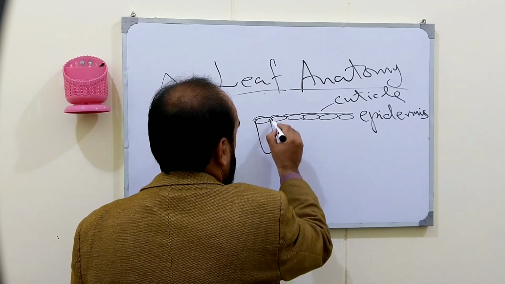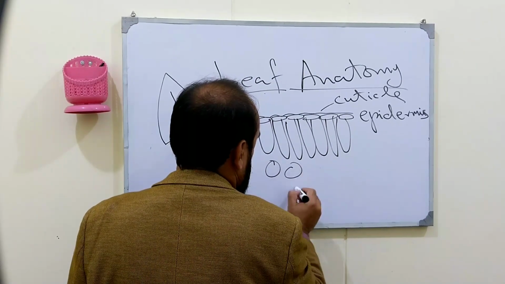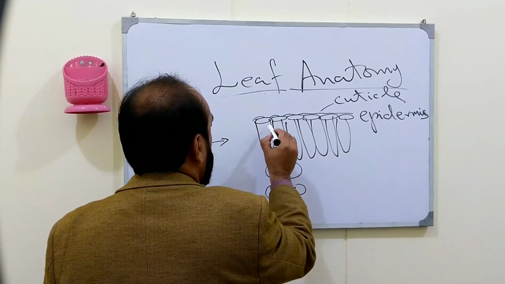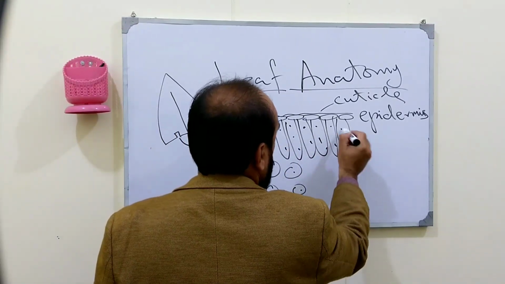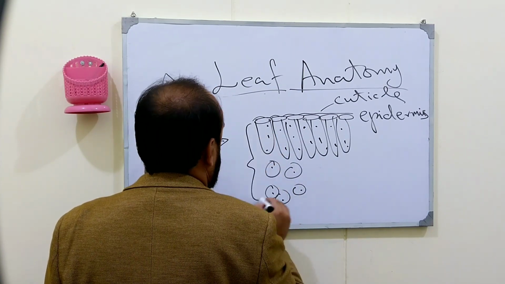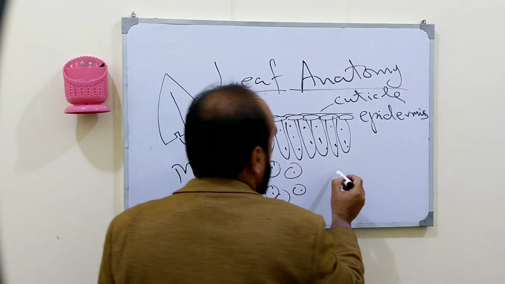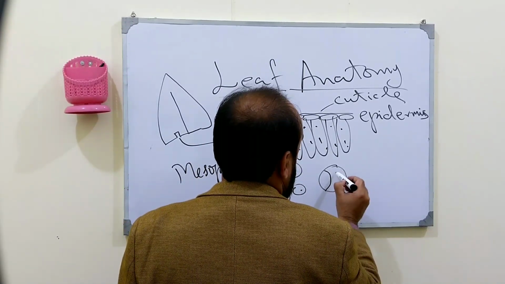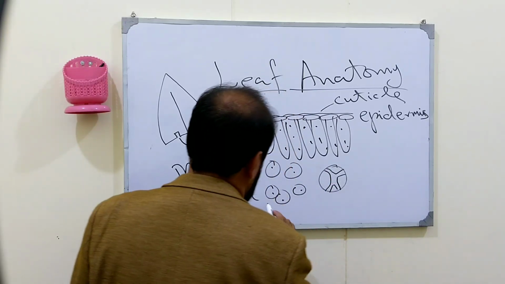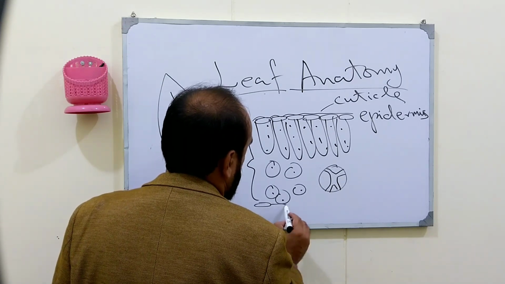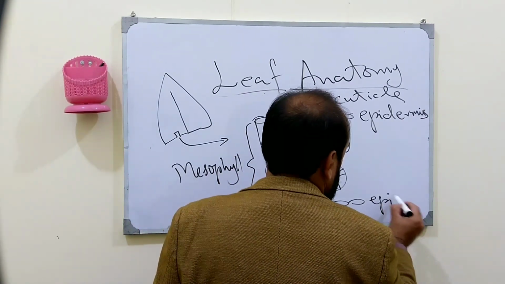Then we have mesophyll cells, which are meant for photosynthesis. They contain chloroplasts. We have the vascular bundle, xylem and phloem, and we have the lower epidermis.